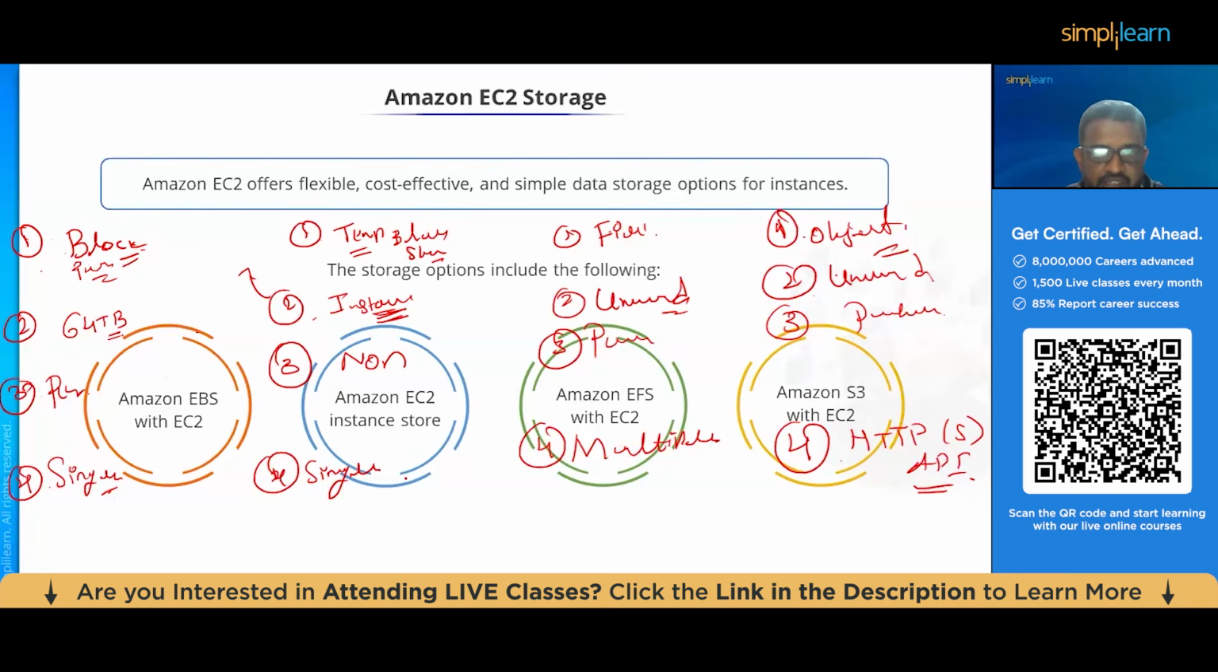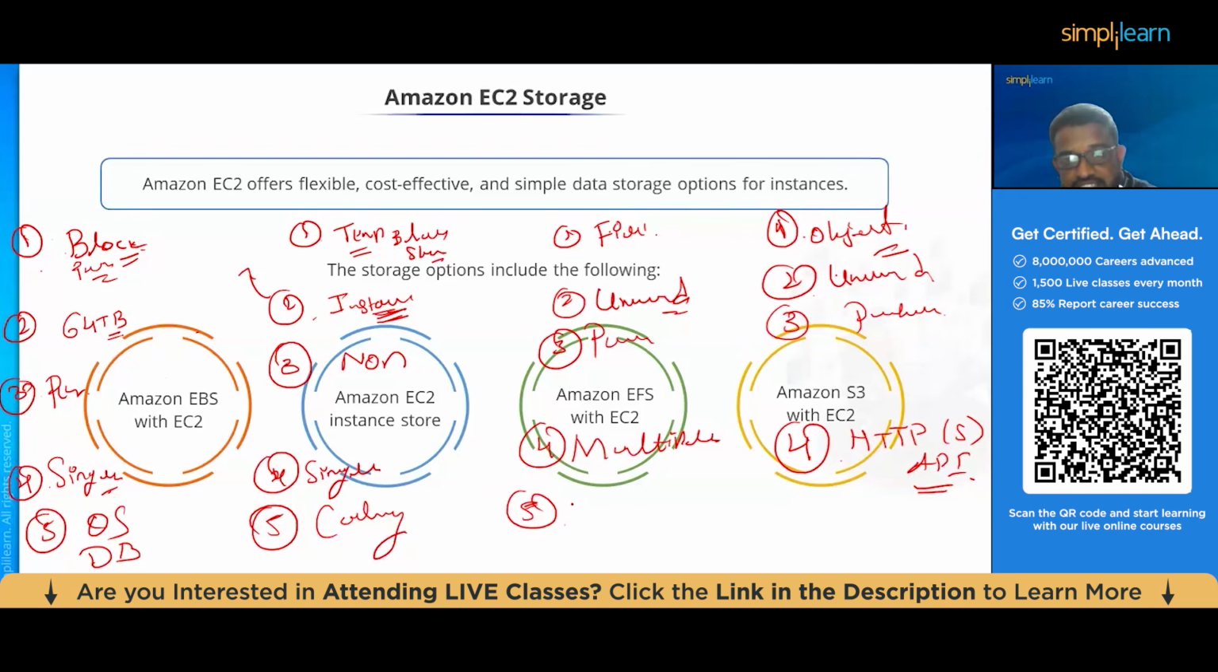And let me take the last difference, about the use cases. So when should I use EBS? To install an operating system, database, or any sensitive information, right? And what about instance store? Caching purpose. Very good. Then what about EFS? Shared storage across the instances. Wherever you want shared access, at that time you will go with EFS. Then S3, images or video.